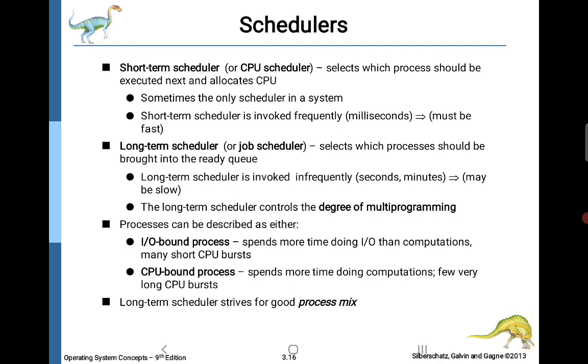Mainly there are two types of schedulers: long-term schedulers and short-term schedulers. The short-term scheduler is the one that takes the decision of which process in the ready queue gets into the CPU. And we call it the short-term scheduler because it's invoked in very short periods of time, that is milliseconds. It has to be a very fast code that takes decisions in milliseconds.